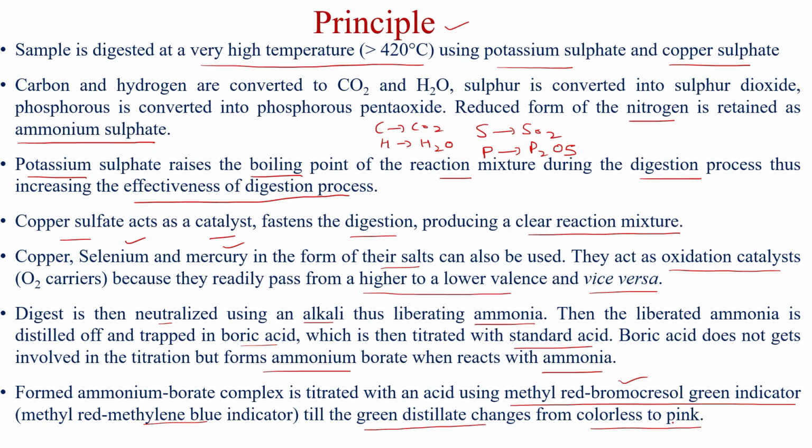So when the ammonia is trapped in the boric acid, the color of the solution will change to green, and finally we have to titrate it using standard acid until we have the pink color endpoint. Okay, so some titer value will be there, and from the weight of the sample taken we will be able to know the percentage nitrogen, and from that we will be able to calculate the protein content in the sample.